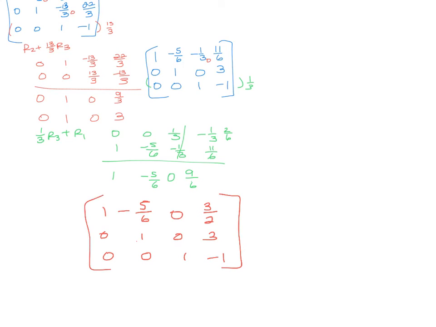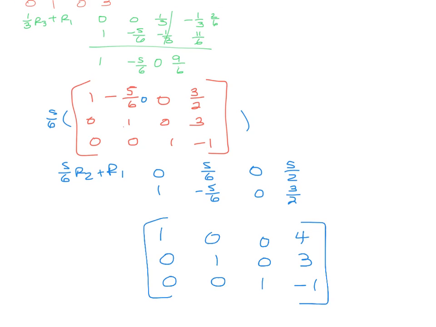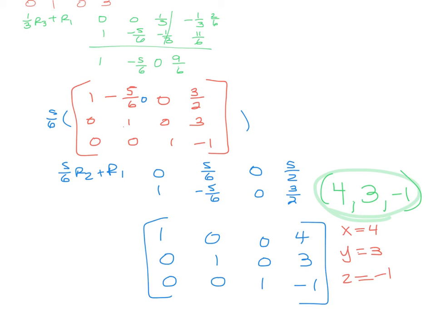My last 0 comes here. So I do 5/6 times row 2 plus row 1. 0, 5/6, 0, 5 halves plus 1, negative 5/6, 0, and 3 halves. So I get 1, 0, 0, 5 halves and 3 halves is 8 halves, which is 4. And that is row 1. So 1, 0, 0, 4, 0, 1, 0, 3, 0, 0, 1, -1. And from here, I would get x equals 4, y equals 3, and z equals -1. As a coordinate, it would be 4, 3, -1, which is how you want to write it. And this matches what we got for the first one, so we know that it's right.